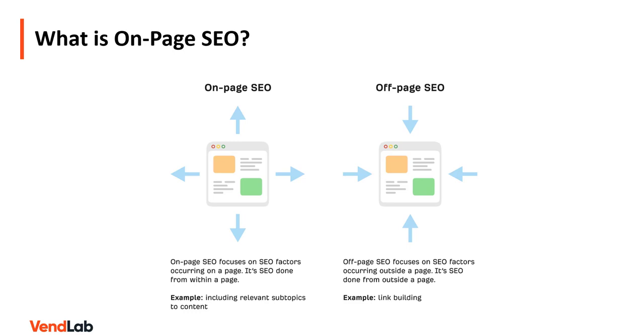In this video, we're going to be talking about on-page SEO. So first off, what is on-page SEO? On-page SEO, also known as on-site SEO, is the process of optimizing web pages so that users and search engines can better understand your content.